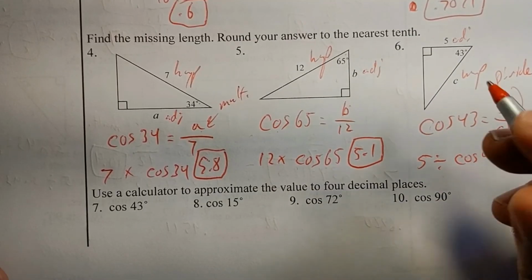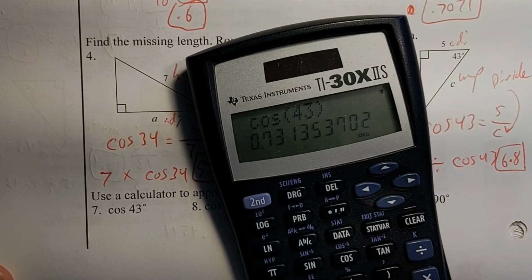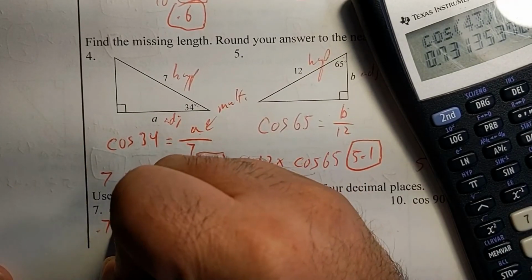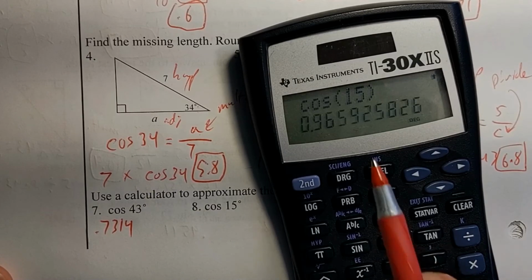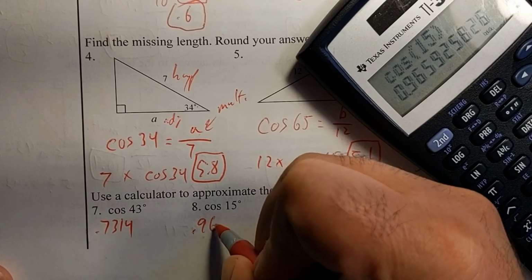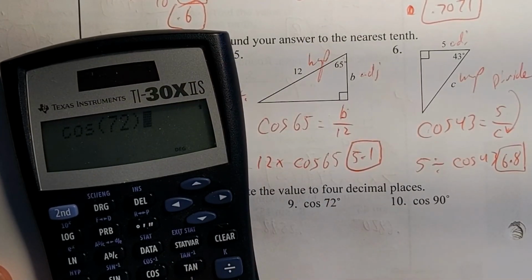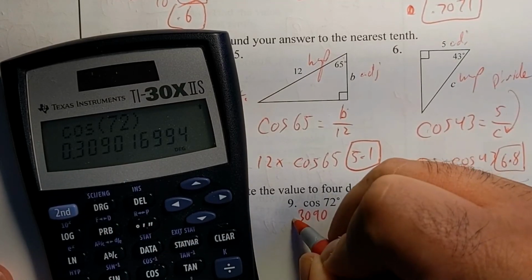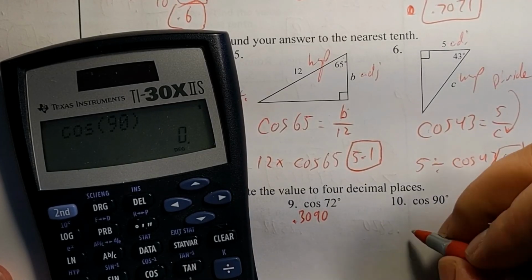Rounding to 4 decimal places, so the cosine of 43 is 0.7314. Cosine of 15 is 0.9659. Cosine of 72 is 0.3090. And then the cosine of 90 is 0.